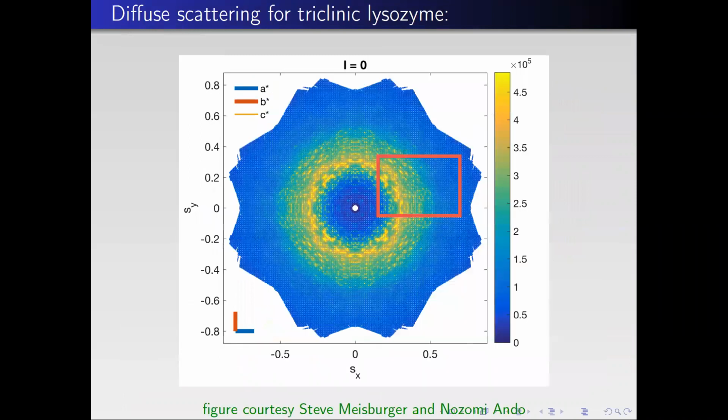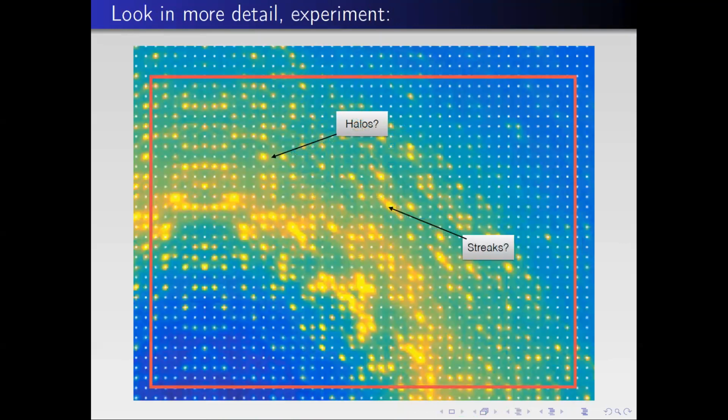So here's a picture of triclinic lysozyme in reciprocal space. I'm showing you essentially a cut through HKL space, L equal to 0, with H plotted on this side and K plotted on the horizontal axis. So you're seeing a heat map of where all the photons go. And I'm just going to blow up the red rectangle on the next slide so we can talk about it more. And so here we are in a piece of it.